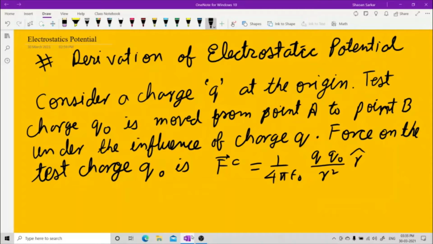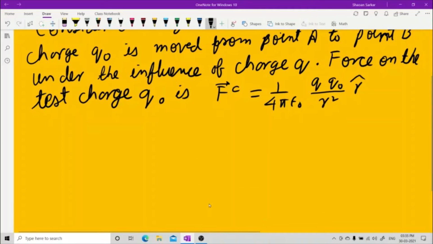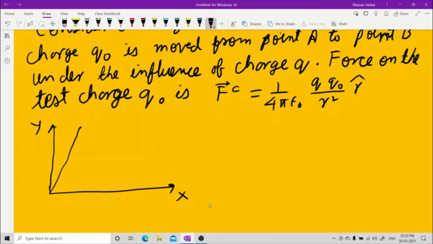Now see the figure. This is our y axis and this is our x axis. This is the point B, and this is the position vector RB. This is the point A, the position vector is RA, and the charge Q naught. The charge Q is placed somewhere here at the origin.